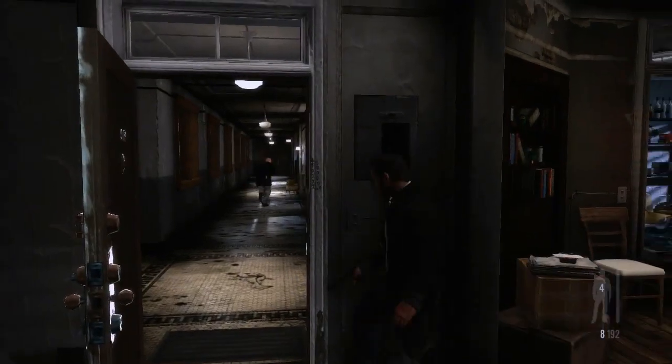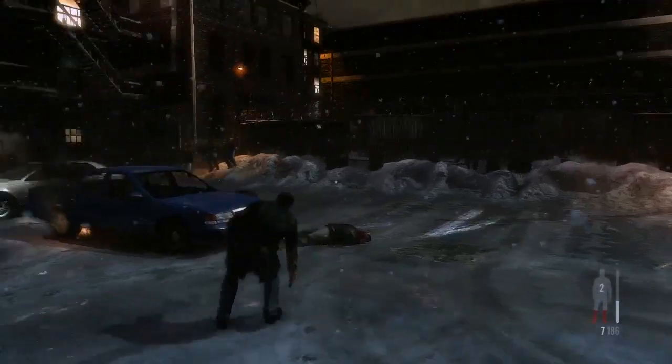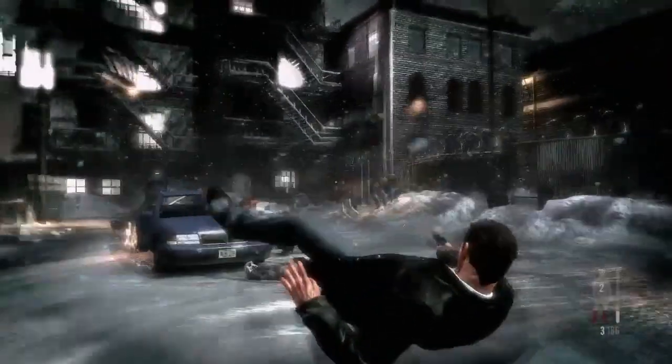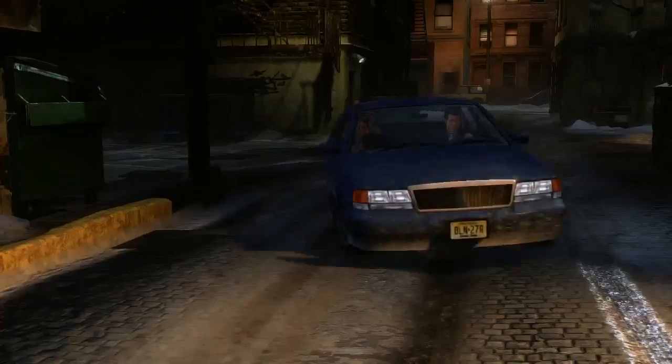Rockstar's goal with Max Payne 3 was to use technical design innovations to create an immersive and story-driven action shooter, in which there is an intensely cinematic quality to gameplay, as well as cutscenes.